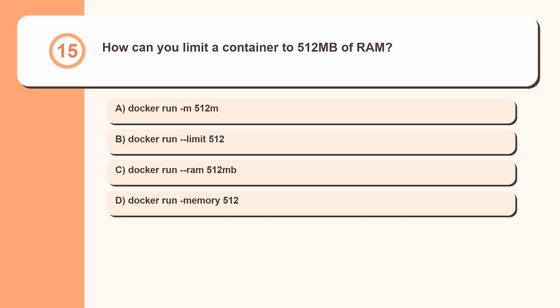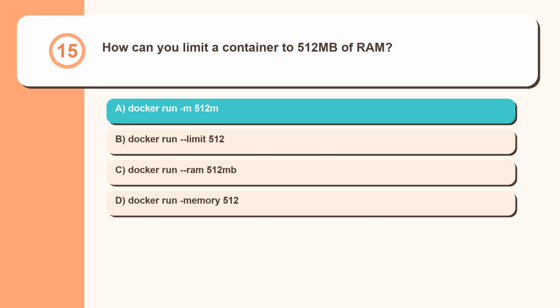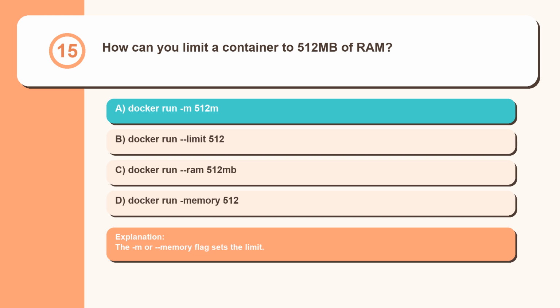Question 15. How can you limit a container to 512 megabytes of RAM? docker run -m 512m, docker run --limit 512, docker run --ram 512MB, docker run --memory 512. The -m or --memory flag sets the limit.